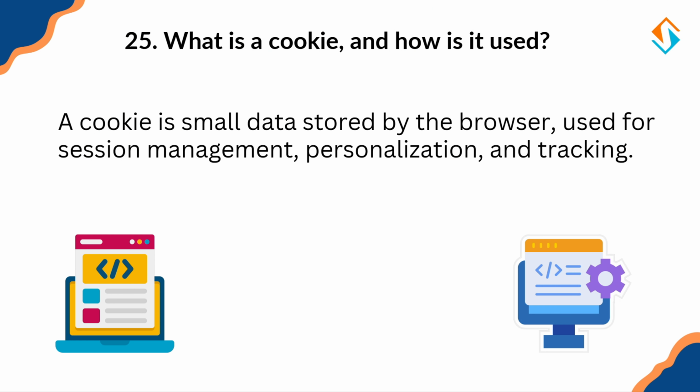Let's jump to the next question. What is a cookie and how is it used? A cookie is a small piece of data stored in the browser and it is used for session management, keeping user logged in. Second, personalization, storing user preferences. Third one is tracking and analytics, monitoring user behavior.